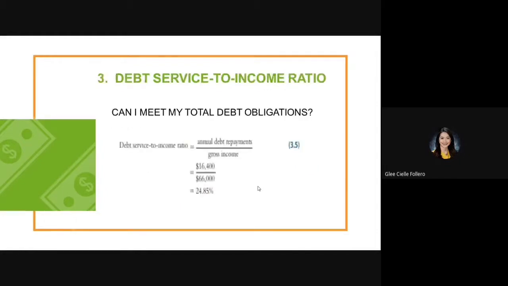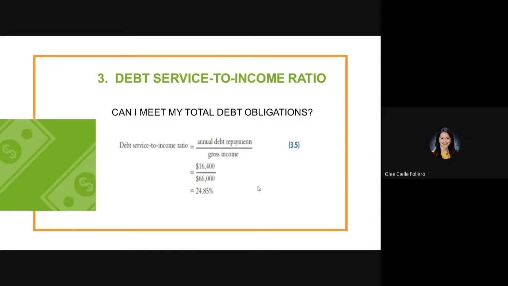And then the third financial ratio is the debt service to income ratio. It provides a view of your total debt burden by comparing the amount spent on gross annual debt repayments, including rent or mortgage payments, with gross annual income. It answers the question, can I meet my total debt obligations? In this ratio, we are focusing on the total debt obligations, kasama yung mga mortgage payments.